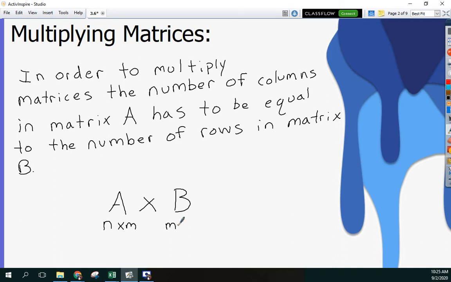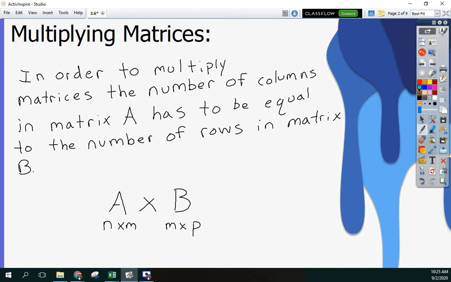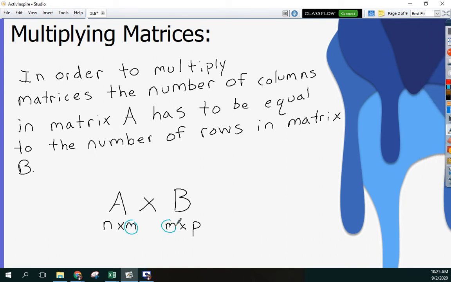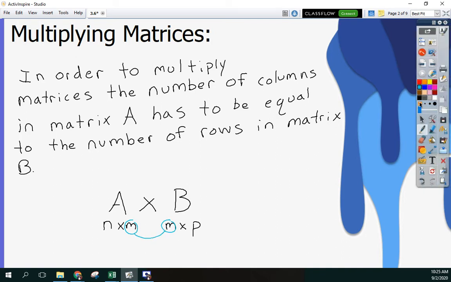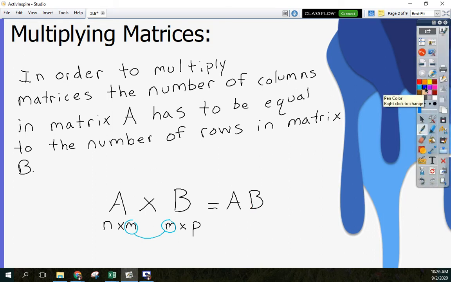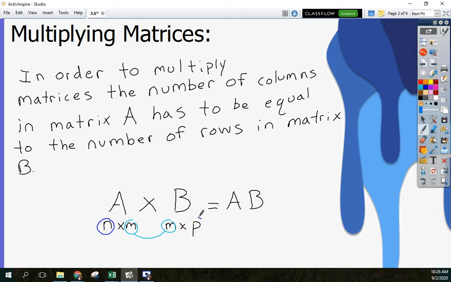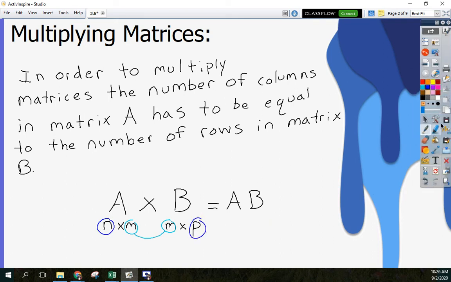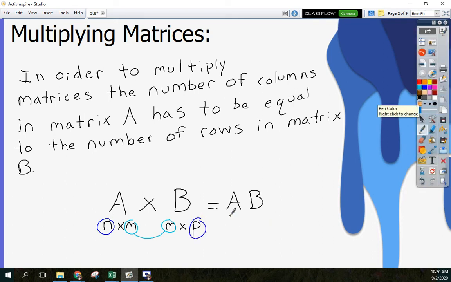So let's say this was an M by P. Because my inner dimensions, or the columns of my first and the rows of my second, are equal, we're allowed to perform this matrix multiplication. And the cool thing about it is that my resulting matrix is actually going to have dimensions N by P, or the other two dimensions.